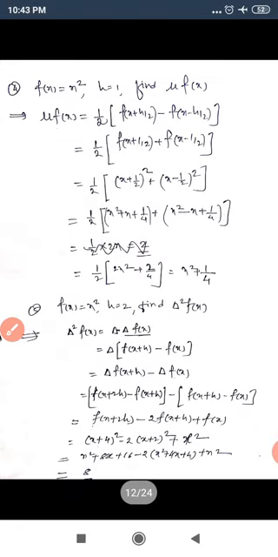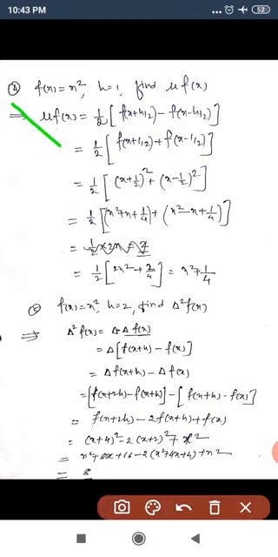Now next, f of x equal to x square, h equal to 1. Find the averaging operator, u of fx. First, the averaging operator u of fx is equal to 1 by 2 [f of x plus h by 2 plus f of x minus h by 2]. This is just the definition.